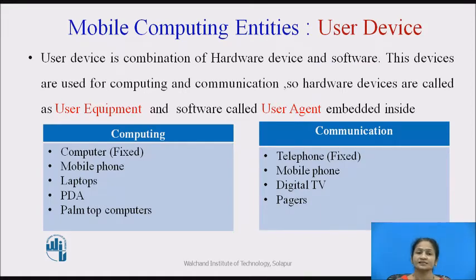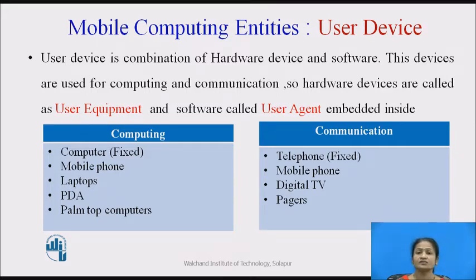Now the first entity of mobile computing is the user device. The user device is a combination of the hardware device and the software device. These devices are used for computing and communication. There can be two types. They are basically for communication as well as for computing. The hardware device is called the user equipment and the software is called the user agent, and the user agent is embedded inside.